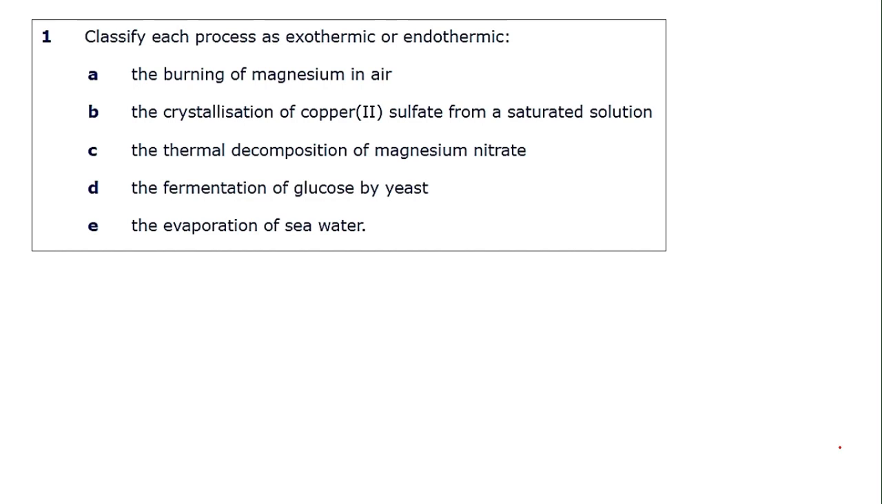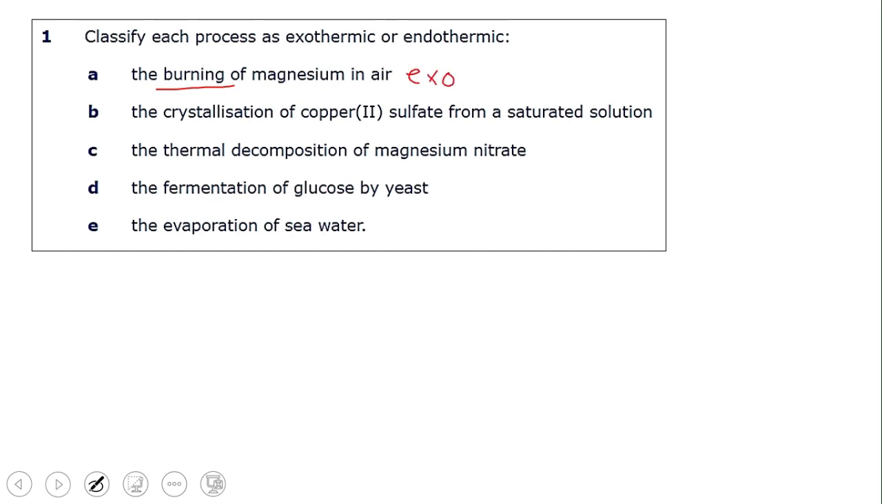Part A, burning of magnesium in air. Burning reactions are actually combustion reactions, combustion or burning with oxygen. So combustion processes are always exothermic processes. So the first reaction will be an exothermic reaction.